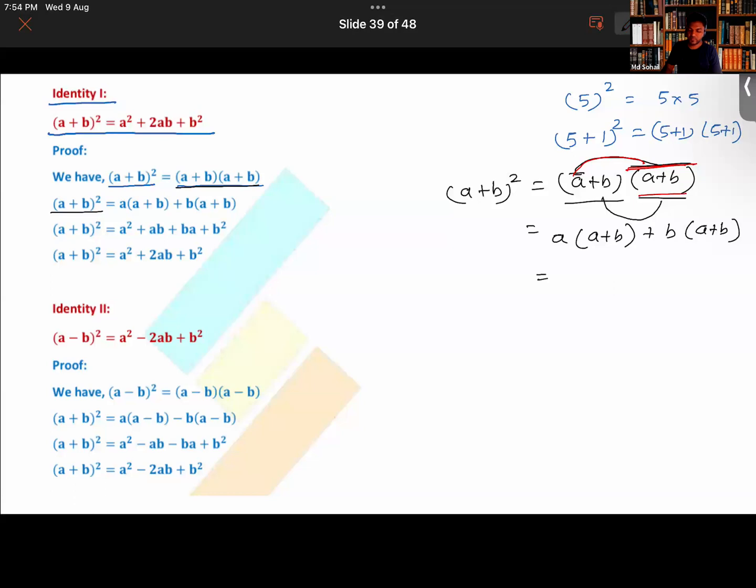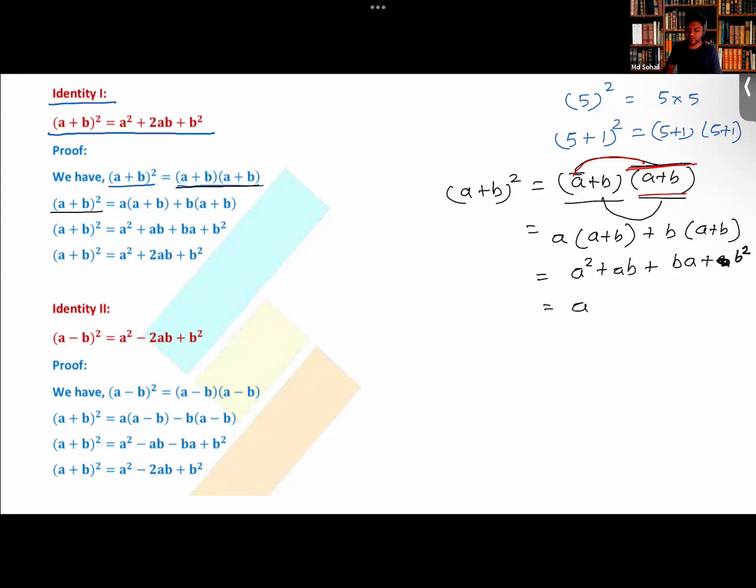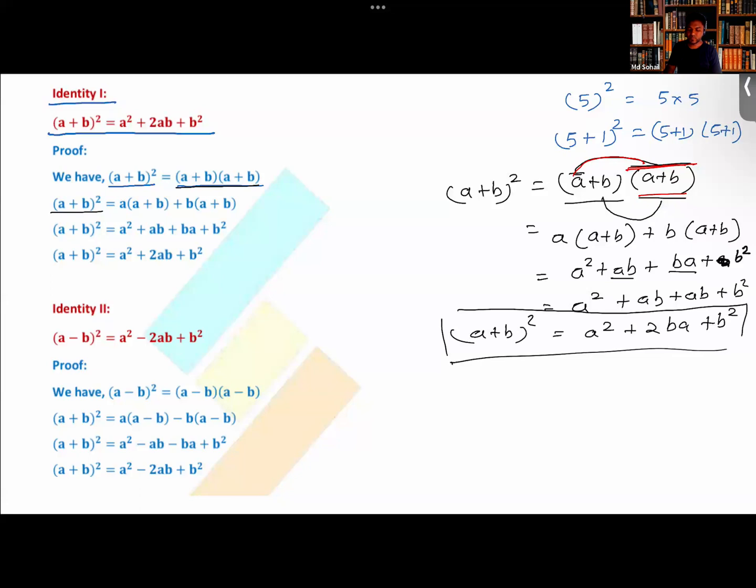Now, further, if you were to do the multiplication, let's simplify it. It will be a square plus ab, then ba plus b square. So further, we can write it as a square plus ab or ba; we can simply write it as ab plus ab, just rearrange here. So it's going to be a square plus 2ab plus b square. Getting it? So that is how we derived it, right? This is where the formula came from.